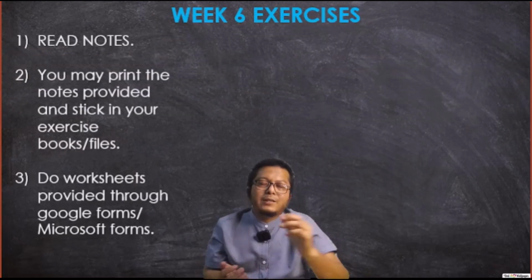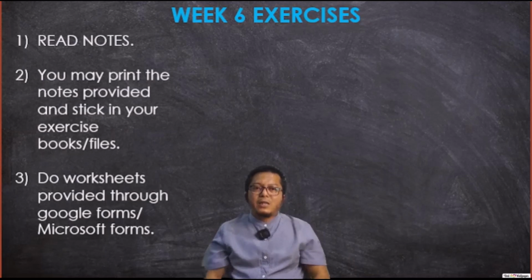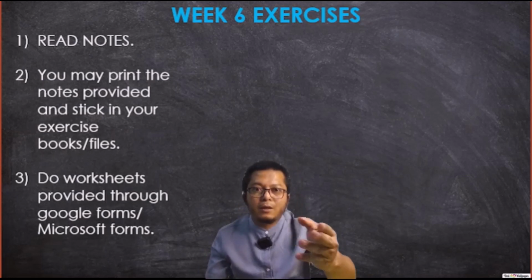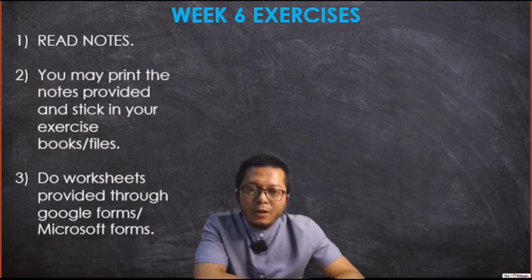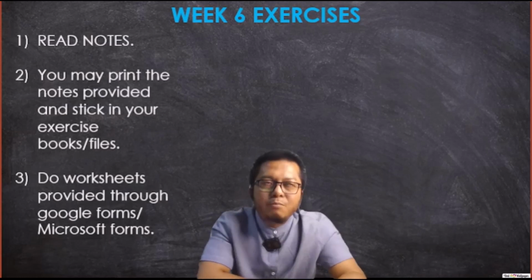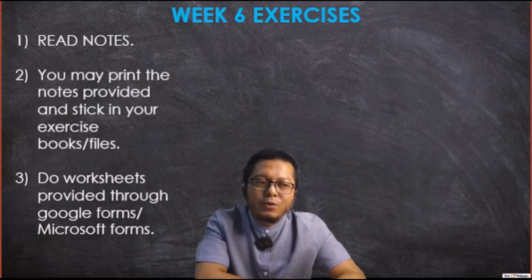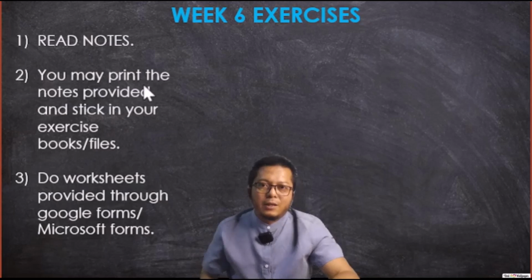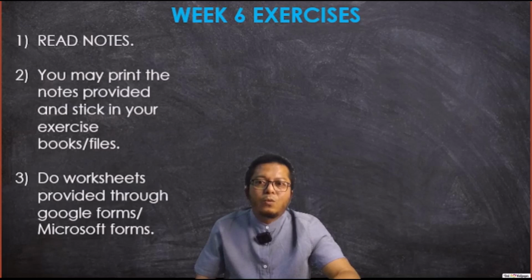Now for the exercise, that's the end of our simple experiment. You can try that at home using the DC builder. You search that on the internet, DC builder, and then you can try that using real objects, real batteries, and real light bulbs. But after that, you should do this exercise. Read your notes first, and then you may print the notes provided and stick them in your workbook, textbook, or just put them in your files and do the worksheet provided.